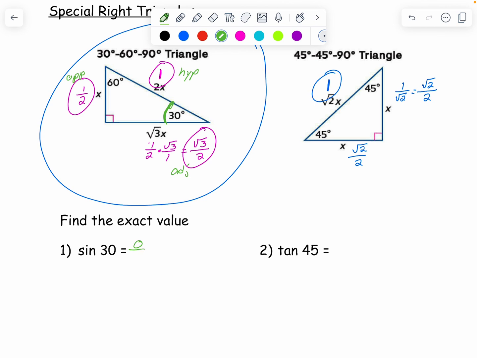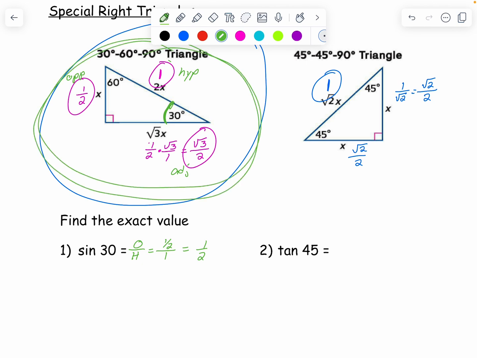Now, we're finding sine, and sine is opposite over hypotenuse. So if we go to our triangle, we labeled our opposite with a side length of 1/2, and our hypotenuse is 1. Well, 1/2 divided by 1 is simply 1/2. And so regardless of what the side lengths actually were, because they have to have this same relationship, no matter how long or how big or how small, it's always going to simplify. Sine of 30 degrees will always simplify to be 1/2.